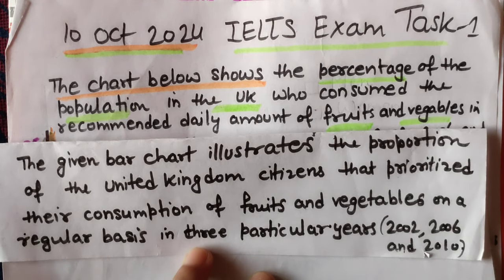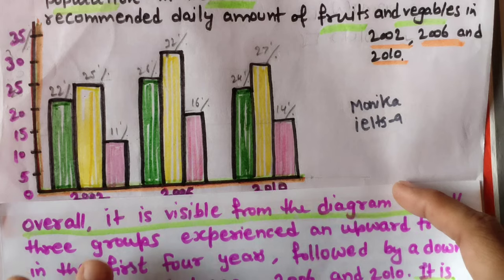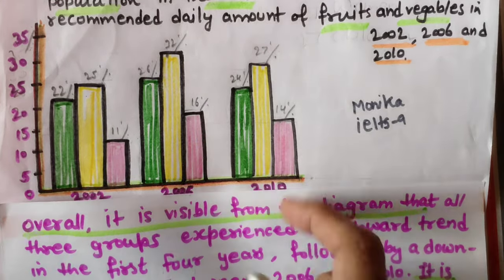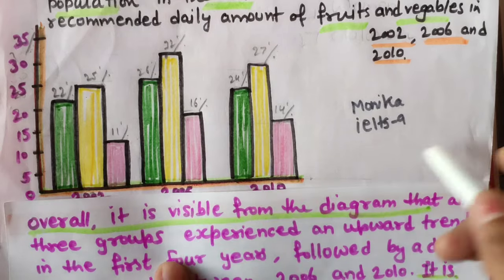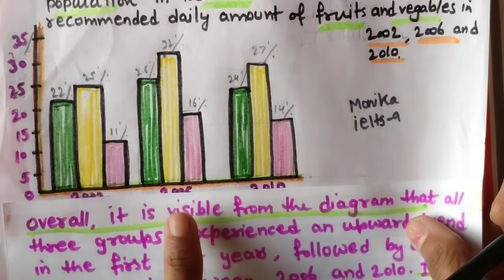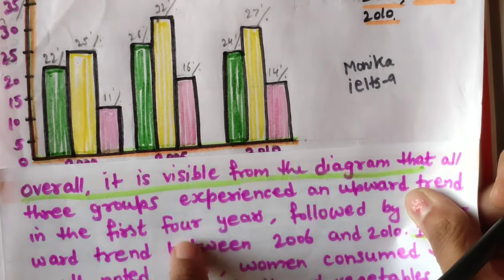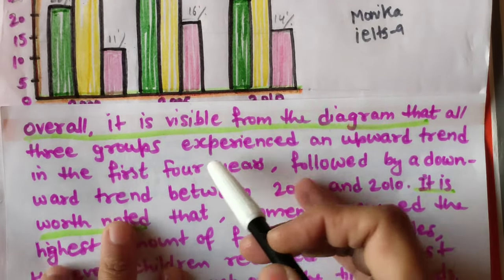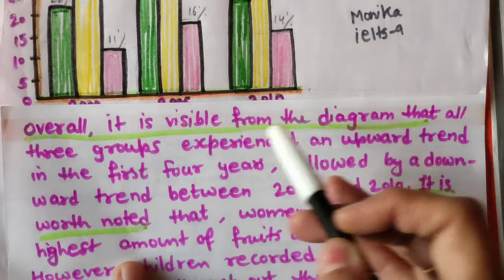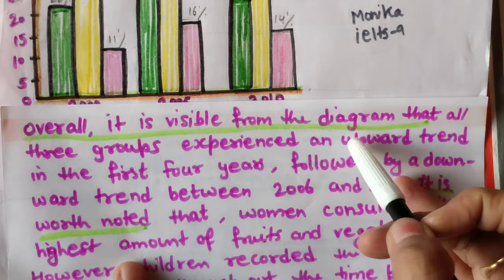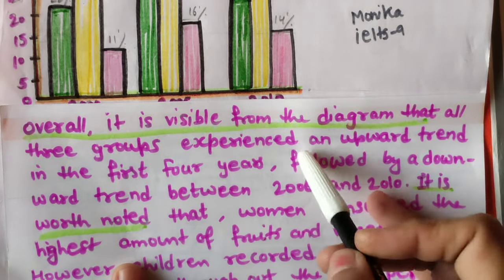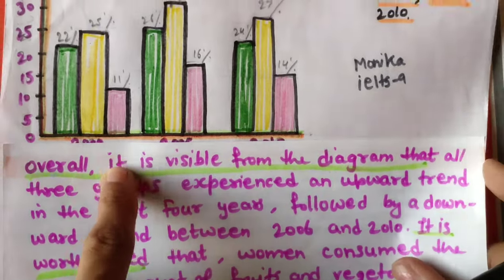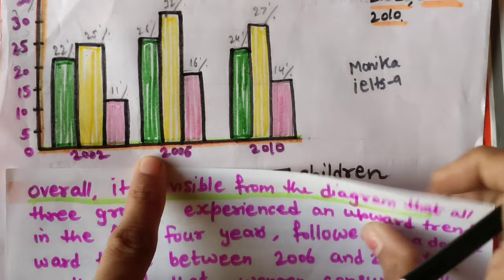Okay, now the overall paragraph. Overall paragraph means, as I told you, what you can see from the bird's eye view of this diagram. You have to write it without any figures. If you want to write a figure for the highest and lowest, you can. So overall it can be seen from the diagram that all three groups experienced an upward trend in the first 4 years.